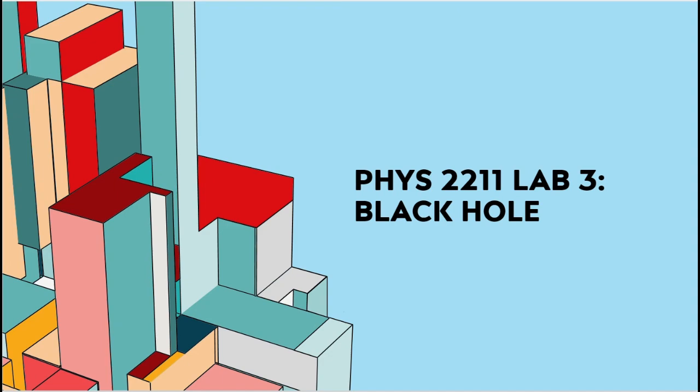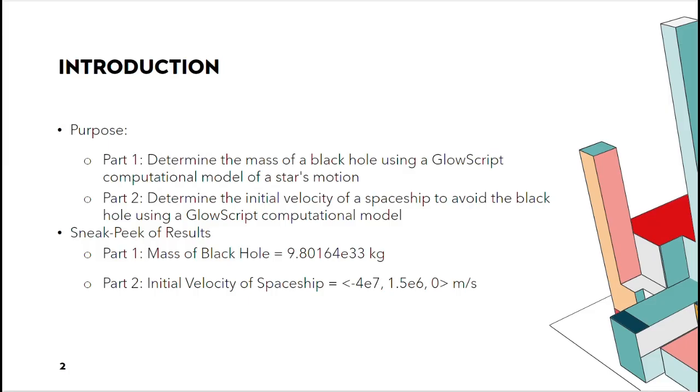2211 Lab 3: Black Hole. In this lab, it's divided into two parts. In part one, we want to determine the mass of a black hole using a GlowScript computational model of a star's motion. And in part two, we want to determine the initial velocity of a spaceship to avoid the black hole using another GlowScript computational model.